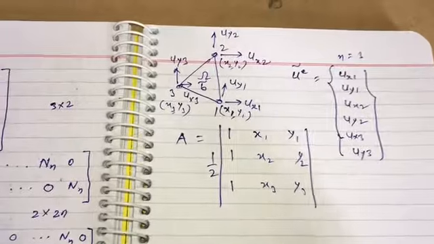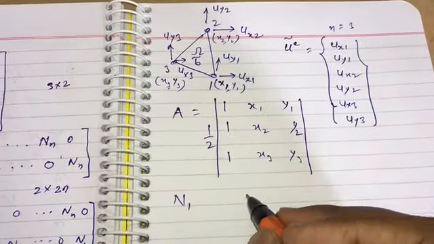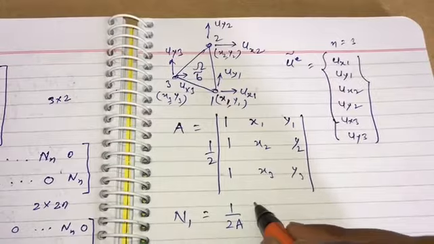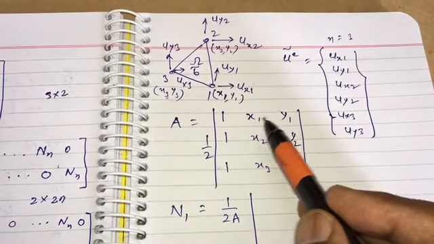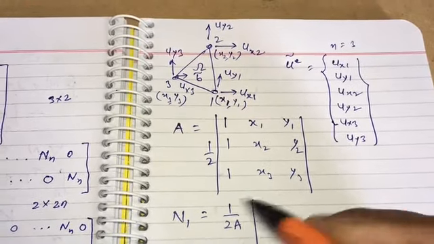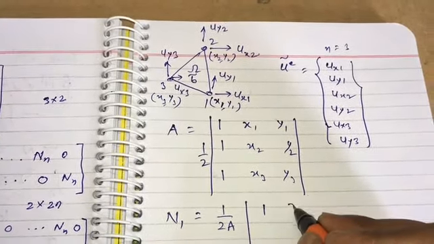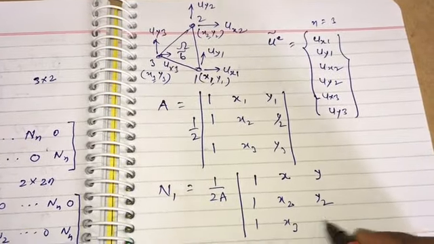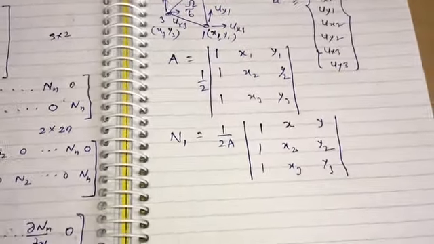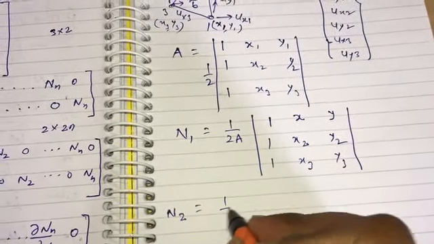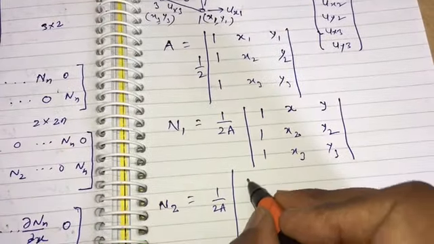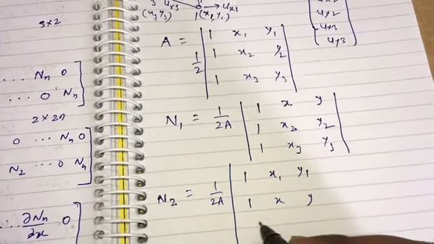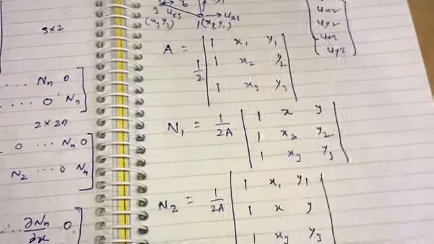So this is area. The first shape function is given by 1 over 2A, and then what we are going to do is replace x1 with x, y1 with y, and we get the first shape function. So this is the determinant of 1 x y, 1 x2 y2, 1 x3 y3. So this is N1. Similarly, N2 is given by 1 over 2A and the determinant of 1 x1 y1, 1 x y, 1 x3 y3. That is N2.